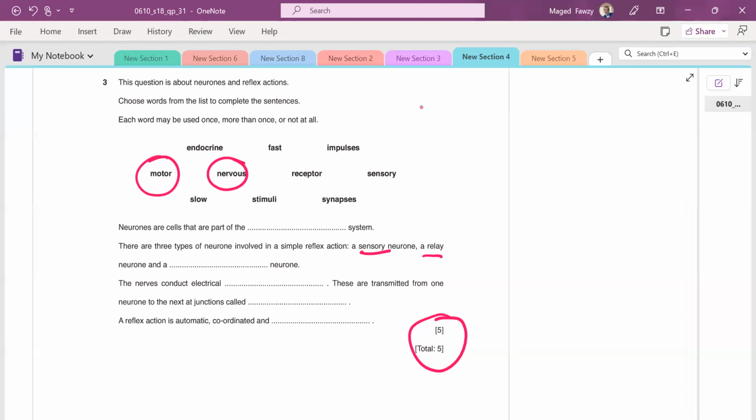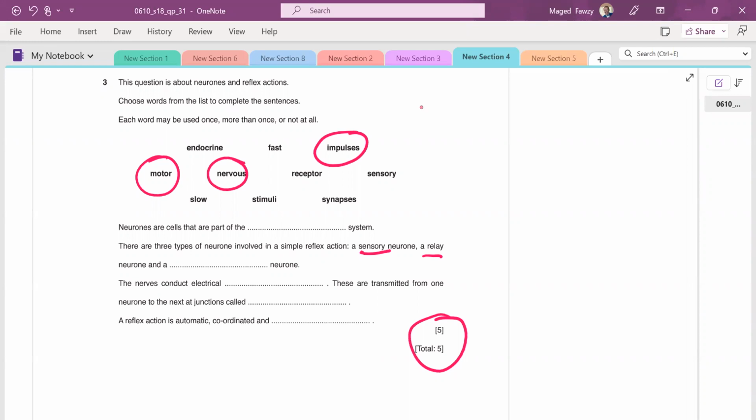The nerves conduct electrical what? Electrical impulses. Perfect. Hala, if you know the answer, answer it directly. If Yasin cannot answer, no problem. So electrical impulses are transmitted from one neuron to the next neuron at junctions called what? What is the name of the area between two neurons? Called what, Sharqawy?